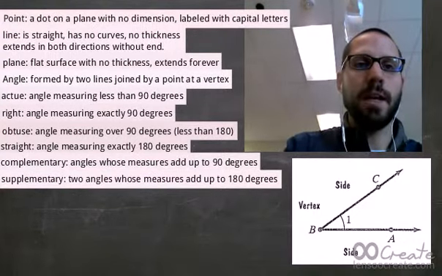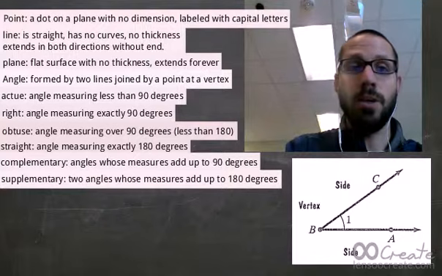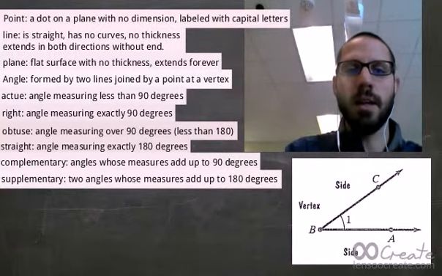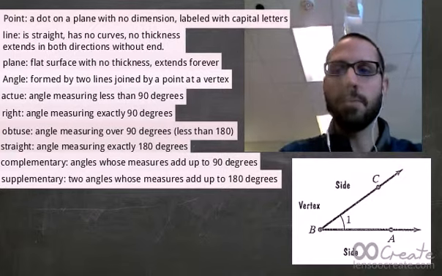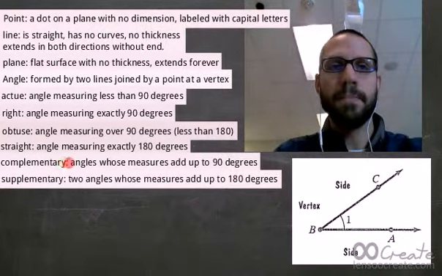All right, so we've got our definitions for point, line, plane, angle, acute angle, right angle, obtuse angle, straight angle, complementary angles, and supplementary angles. Now let's try some practice problems.